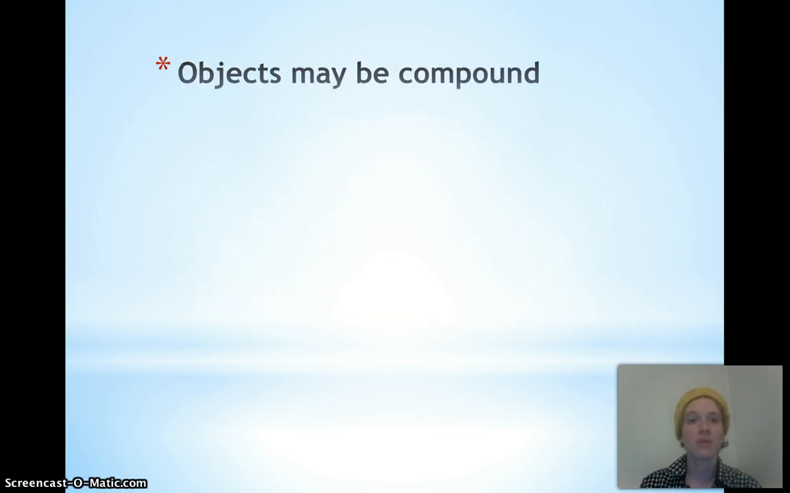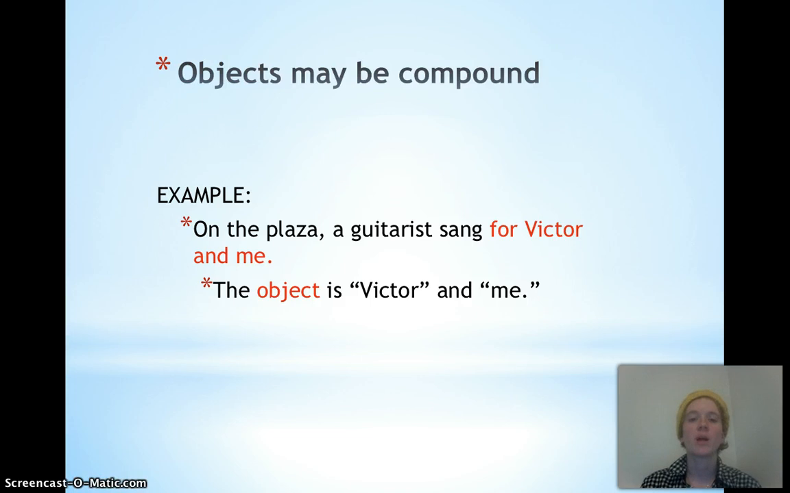Objects may be compound. So on the plaza, a guitarist sang for Victor and me. The object of the preposition is Victor and also me.